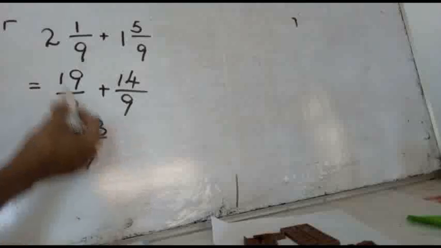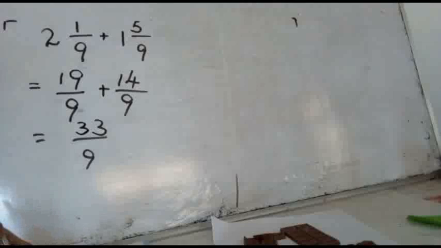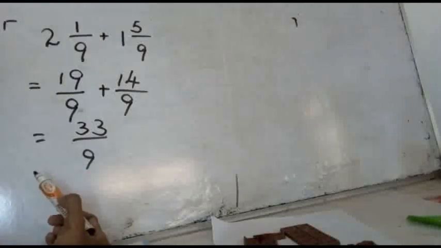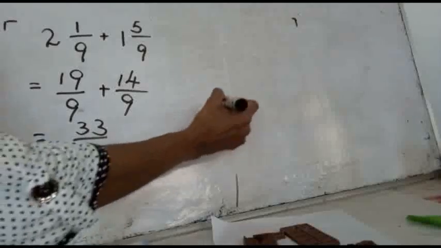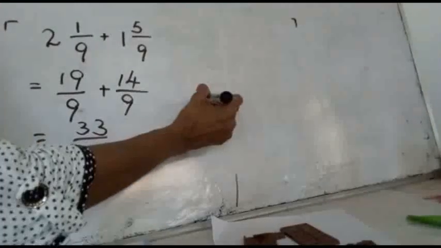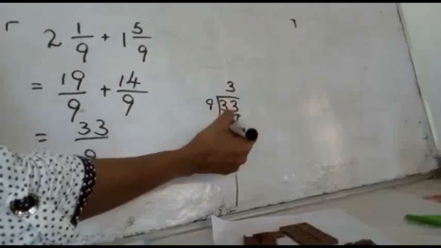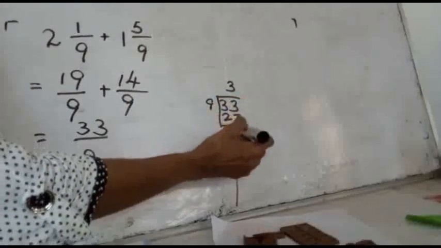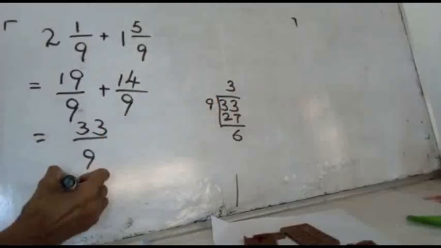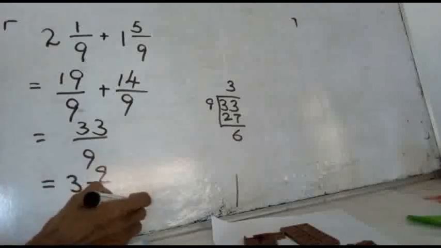Remaining 1. 1 plus 1, 2. 2 plus 1, 3. 33 is larger than 9. This is the improper fraction. We divide the numerator by 3. Sorry, 9. 9 times 3, 27. 33 subtract 27, remaining 6. Now, 3 and 6 over 9.